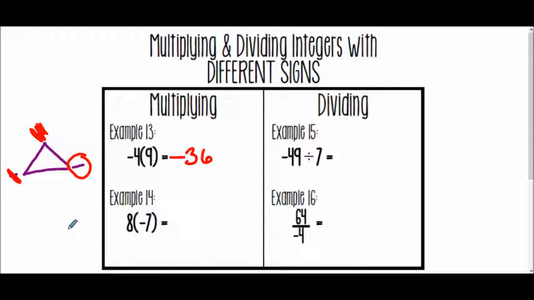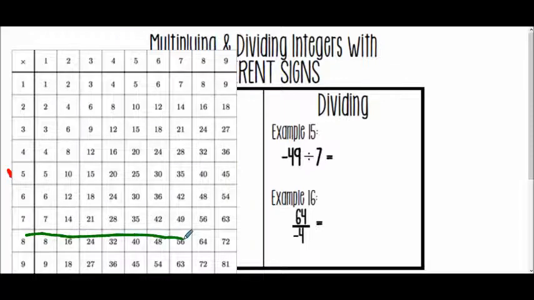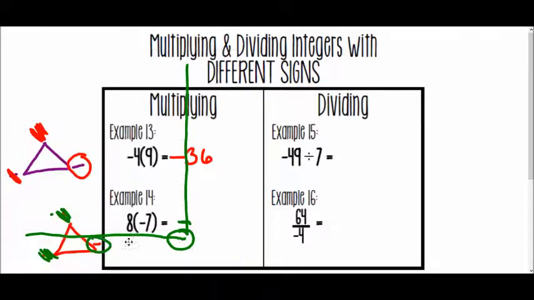Let's do example 14. Is my answer going to be positive or negative? Here's my triangle. I have a positive 8 times a negative 7, which means my answer will be negative. Looking at my multiplication table, here's 8, and here's 7. So where they meet is 56. So my answer is a negative 56.